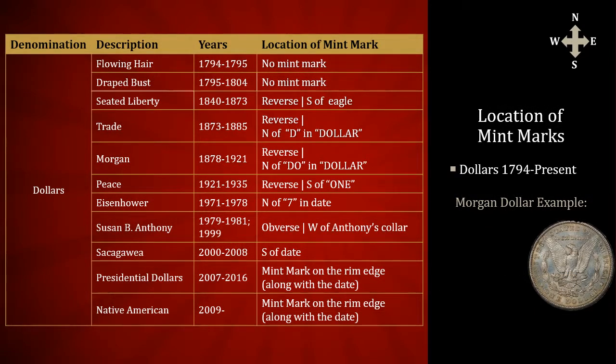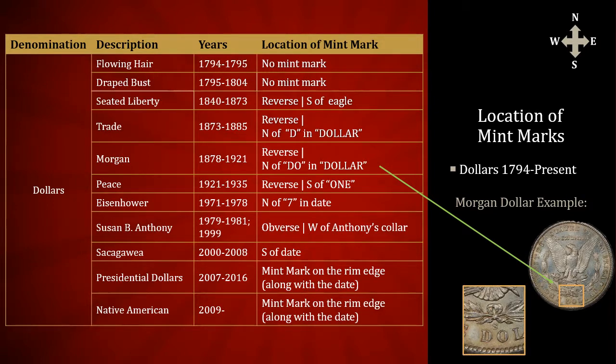This table is for dollars. Same idea. The example we use is a Morgan dollar. So the Morgan dollar description says reverse, north of the DO in the word dollar. So there's the reverse with the section we're looking at, magnified. We can see DO in the word dollar, and just above that, north of that, is the mint mark S for San Francisco.